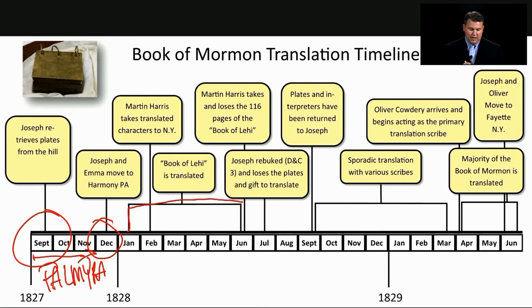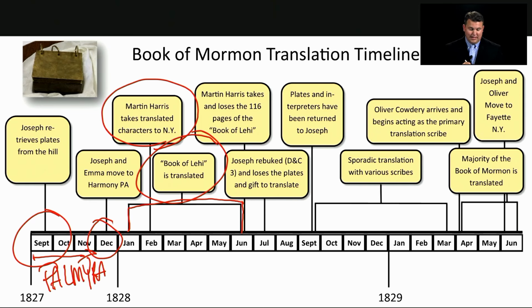And around January to about June of 1828, Emma Smith and Martin Harris participate as scribes in helping Joseph Smith translate the Book of Mormon. Around February is when Martin Harris takes some transcribed characters from the plates to New York City. He meets with 3 different scholars. What happens in those meetings is sometimes the subject of dispute. What's not disputable is that Martin Harris comes back convinced and on board with the translation process and begins to act as a scribe. During this time frame, they translate what Joseph Smith later calls the Book of Lehi, or the lost manuscript, or the 116 pages, whichever term you want to use for it.